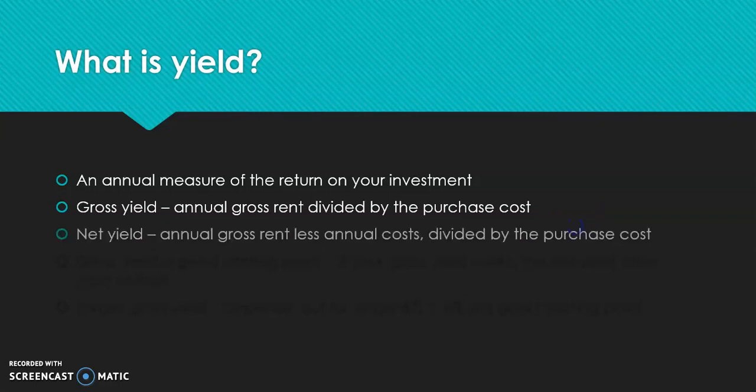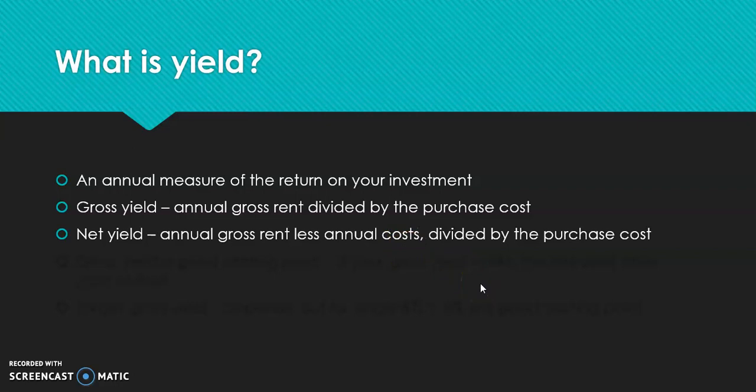The other measure that people often use is net yield, which is the annual gross rent less all the annual costs. These are things like your cost of finance, so the interest costs on your mortgage, the letting fees, maintenance, insurance, and so forth. And that is a more realistic measure.